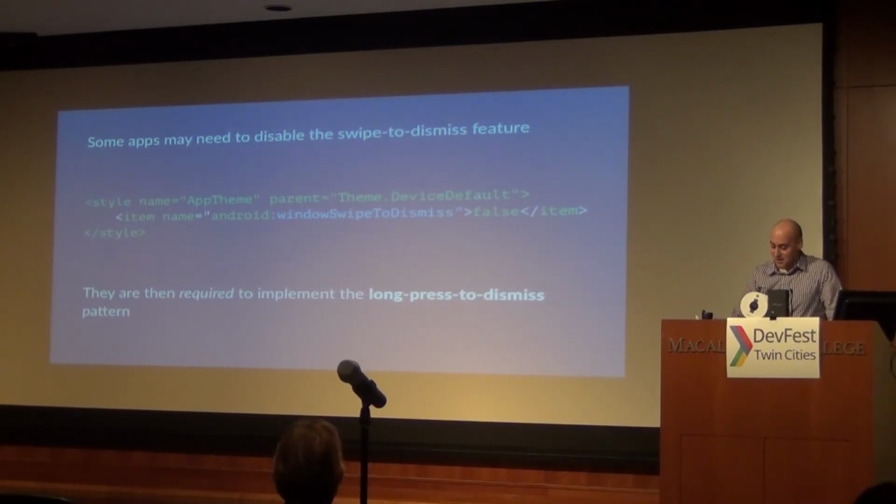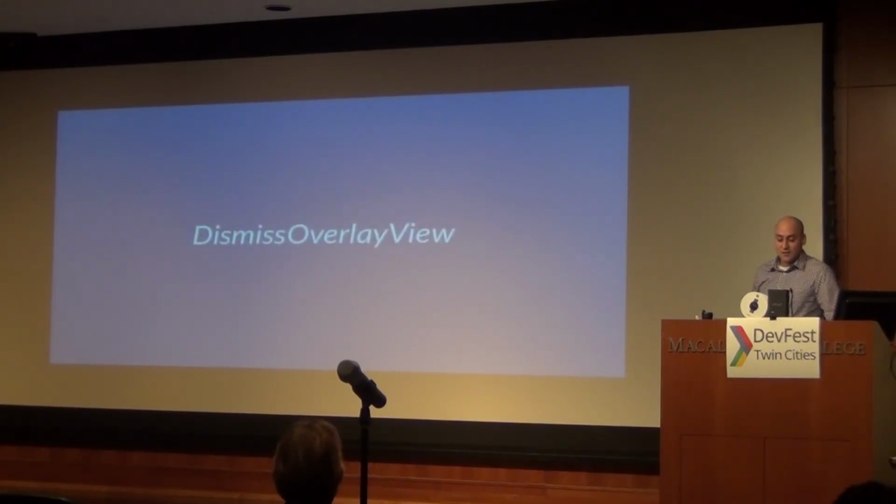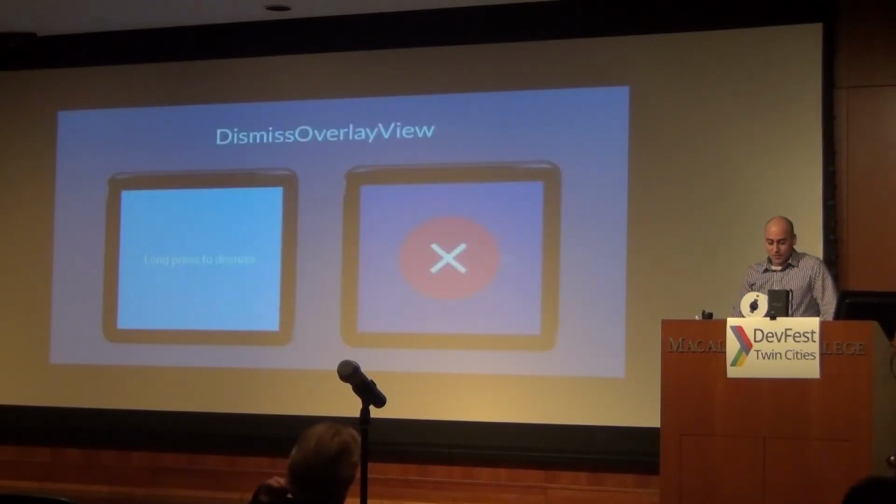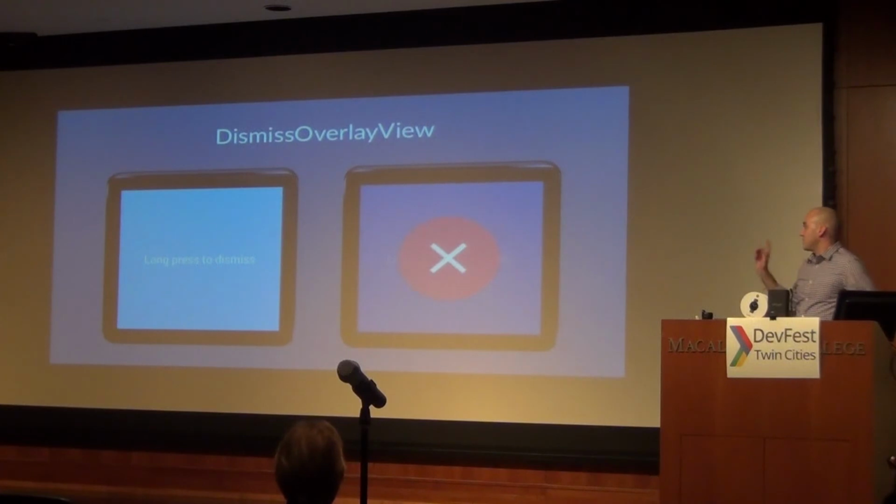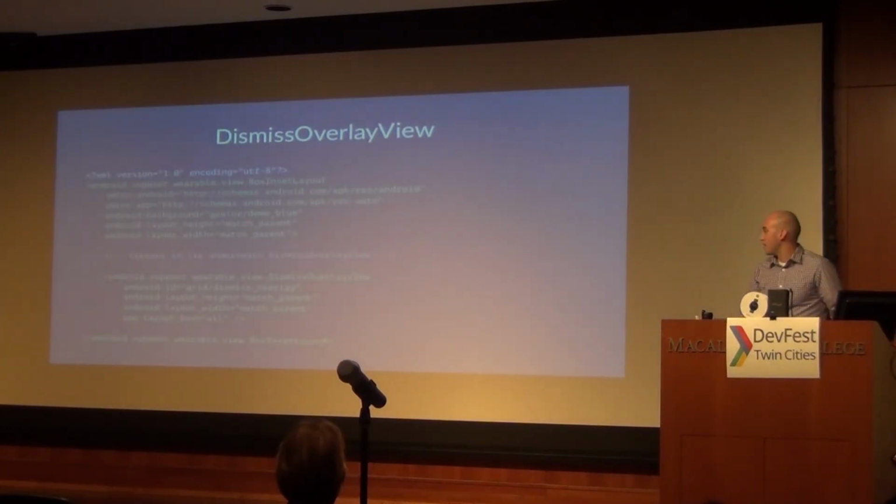The way you're supposed to do it is by including this dismiss overlay view. Basically, if you long press, it'll pop up this big red button here. If you click that, it cancels your activity. All you have to do is just make sure that you place this in some kind of layout where it'll sit on top of all your other content and expand in all directions to fit.